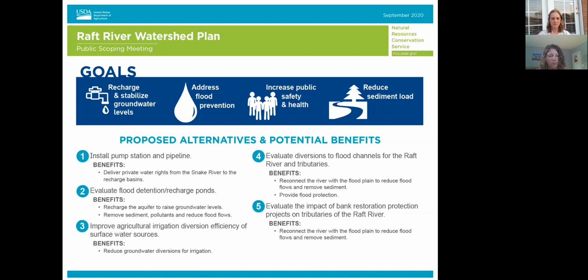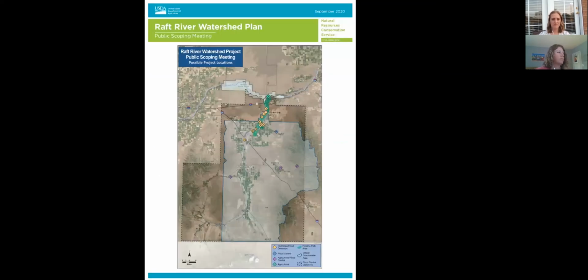Additionally, the Watershed Plan EA will look at possible projects that will improve diversion efficiency for surface water irrigation systems that would decrease groundwater use overall within the basin. Additional work looking at flood control, flood channel stabilization and bank stabilization would reduce sediment load within the Raft River and its tributaries. And finally, some diversions related to agricultural use will also be developed to support flood diversions to reduce overall flood impacts to the community. Next slide, please.